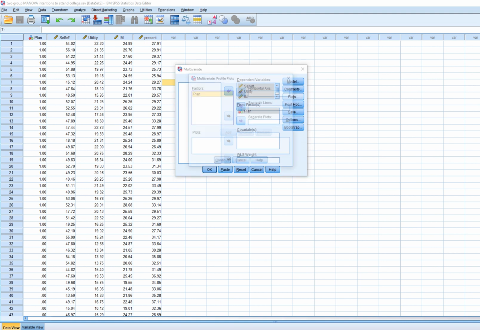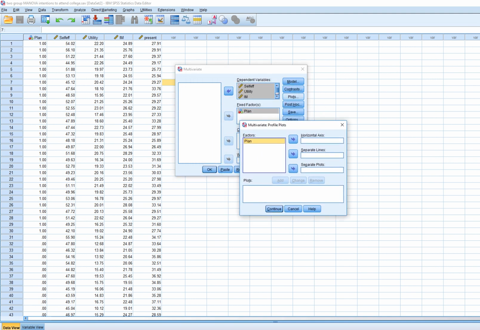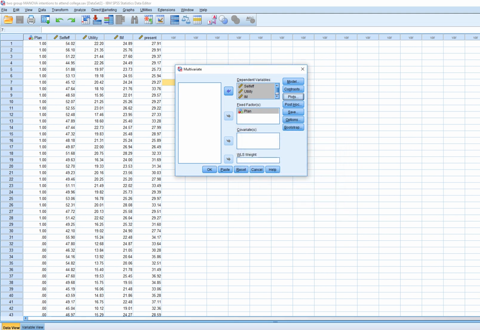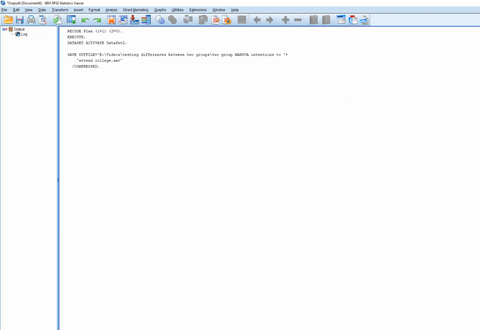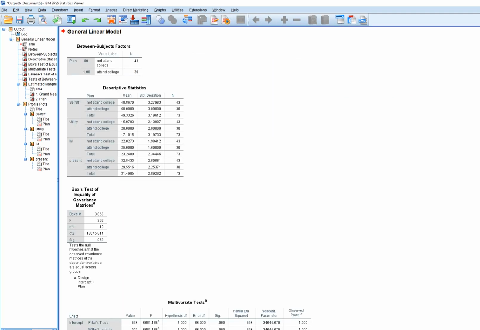Next, we'll click on Plots. If we want to get a profile plot for each of the dependent variables and looking at the mean difference in a plot, we can obtain that just by moving plan over to the horizontal axis and click on Add. And next we'll click on Continue. Finally, we'll click OK, and we'll get our results.